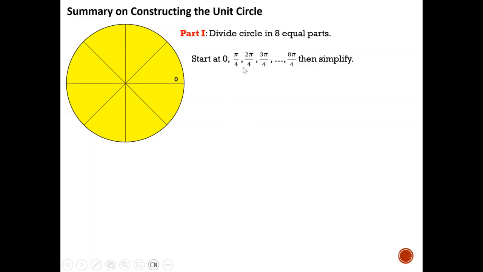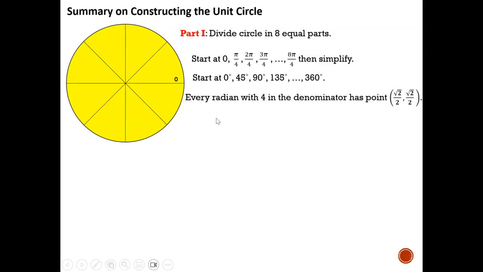Once you find the radians, you have to find the degrees. For the degrees, we start with 0 and count by 45. So this will be 0, 45, 90. 90 plus 45 is 135, then 180, then 225, 270. All we're doing is counting by 45. We add 45 each time until we get to 360. Then come the points.